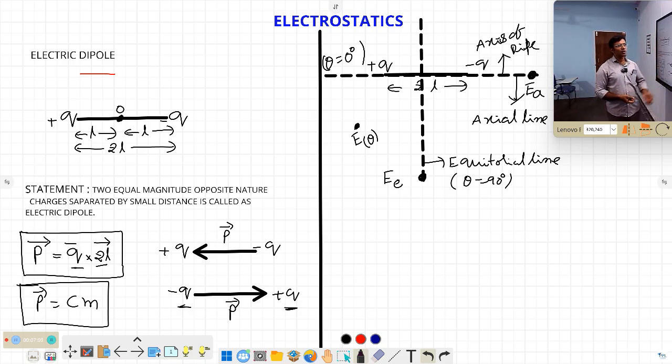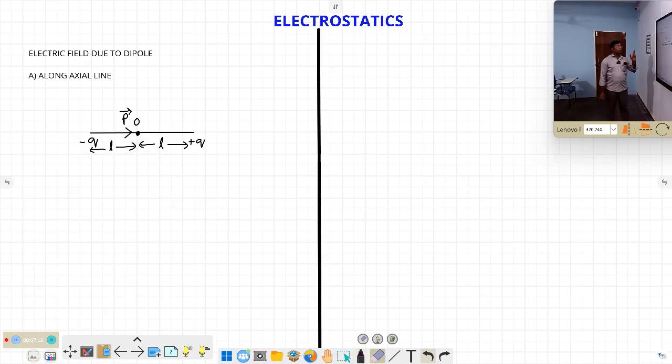Now the derivations we are going to discuss. Now we will discuss the electric field due to a dipole. We are going to calculate the electric field due to the dipole, first along the axial line, next along the equatorial line, and then at any angle. First, along the axial line. What is the axial line? The line which you take along the axis of the dipole is called the axial line.